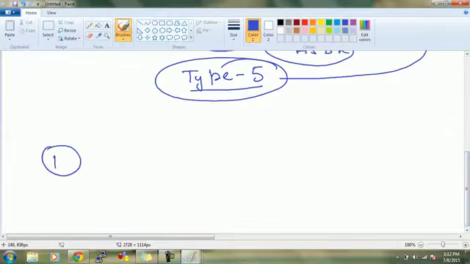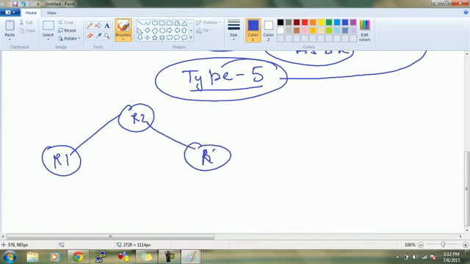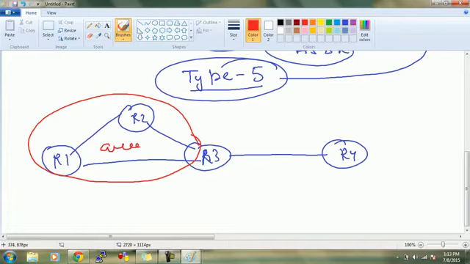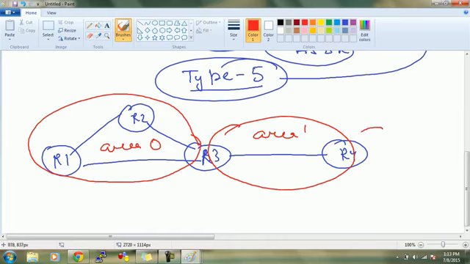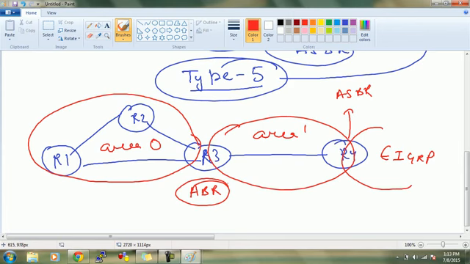अब देखो आगे, ये R1, ये R2, R3, ध्यान से देखना। अब R4, this is area 0, this is area 1. Here we are running which protocol? It means this router will act as ABR. पहले हिंदी में फिर इंग्लिश में। फाइन, ध्यान से सुनना। ASBR will generate which type of LSA?